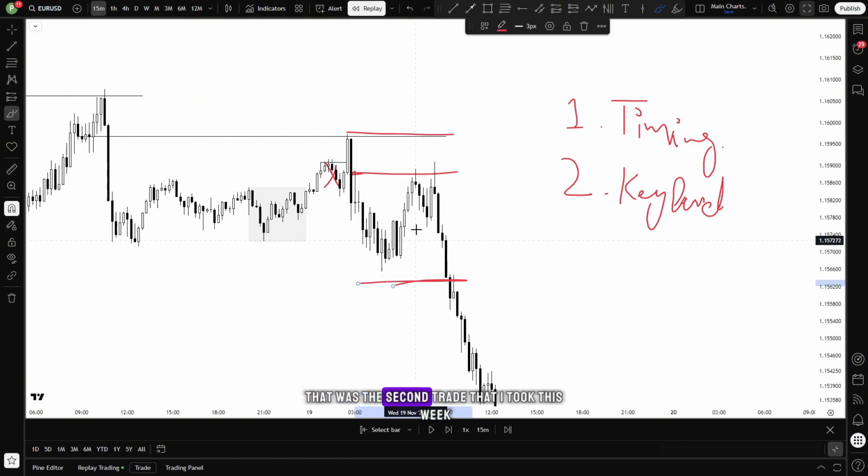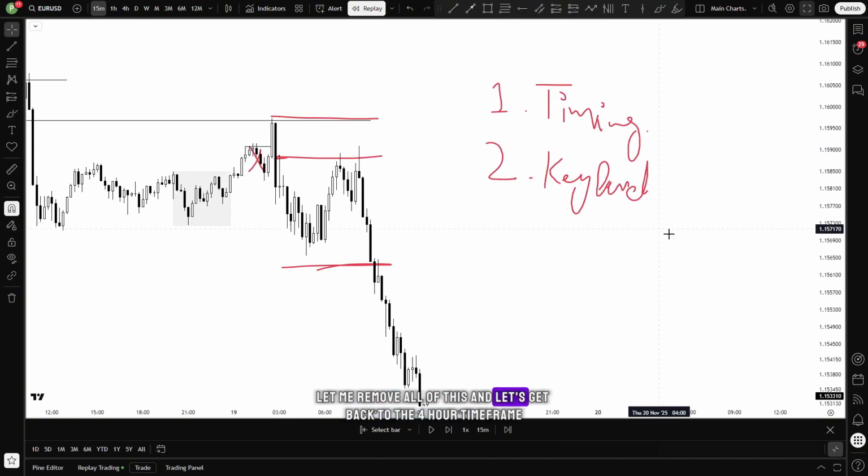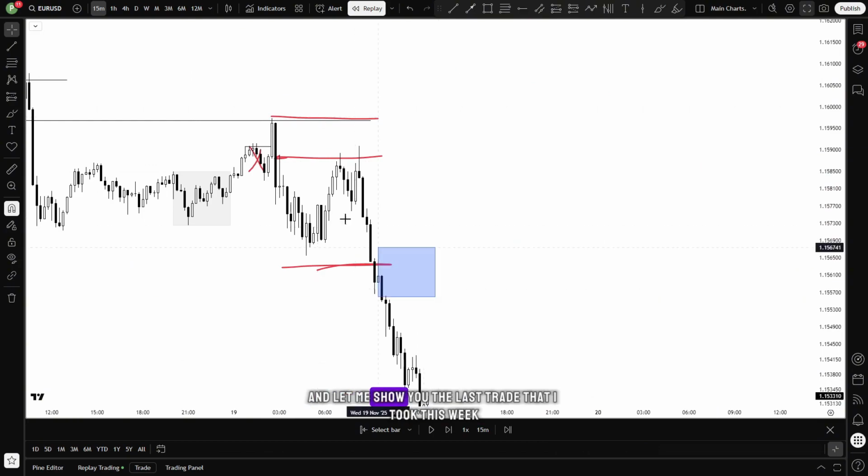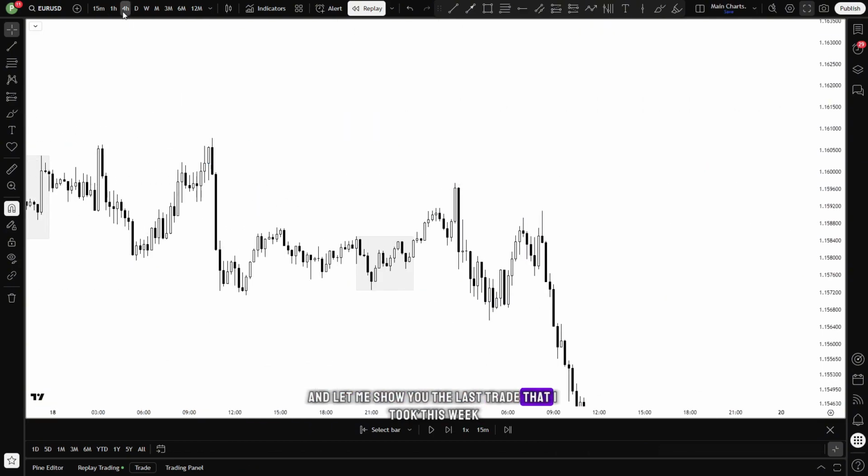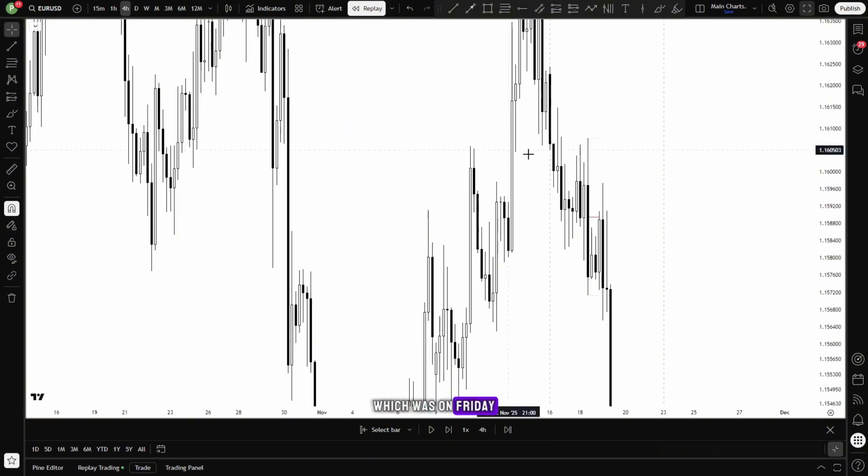That was the second trade that I took this week, which was on Wednesday, and that was the whole thought process. Now let me remove all of this, and let's get back to the 4-hour time frame, and let me show you the last trade that I took this week, which was on Friday.